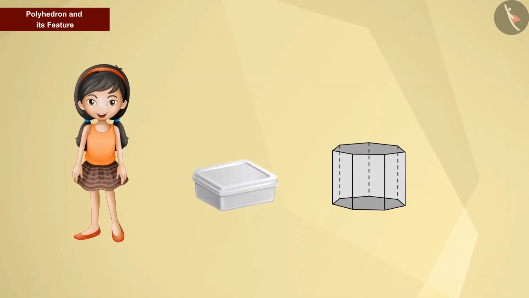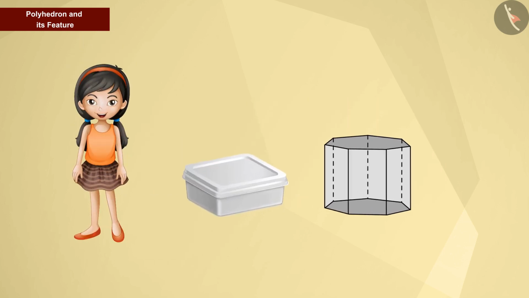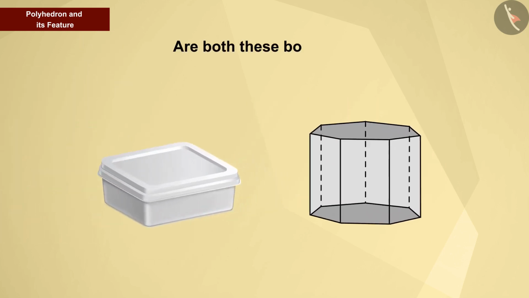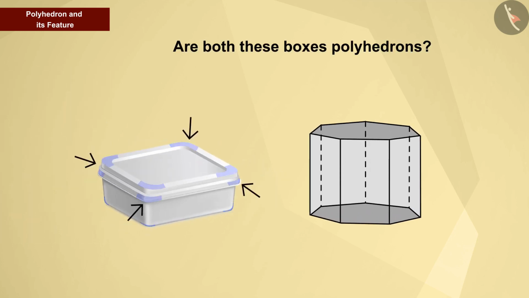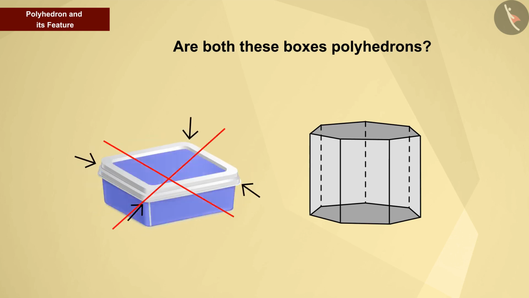Mohini bought 2 boxes to keep her pencils from the market. Are both these boxes polyhedrons? As you can see, this box has curved edges. This box is not a polyhedron because its faces are not made up of a combination of flat polygons.